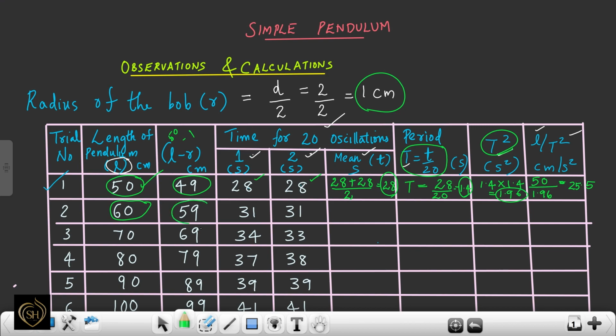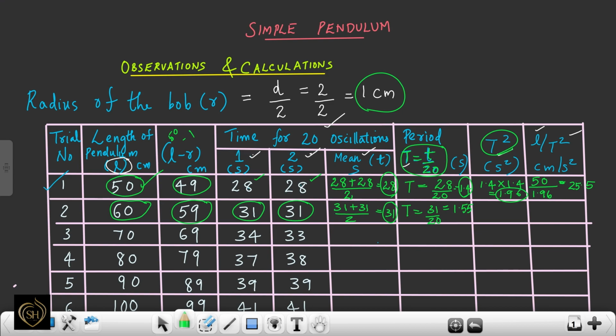Therefore L minus R, 60 minus 1, 59. And we have the first trial value as 31, second trial value 31. Therefore mean time 31 plus 31 divided by 2, that is equal to 31. Then what is capital T? Capital T is equal to small t divided by 20. The value of small t is 31. 31 divided by 20 is equal to 1.55. Next column is t square.